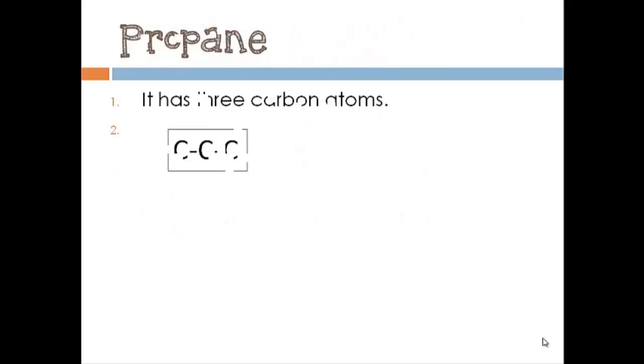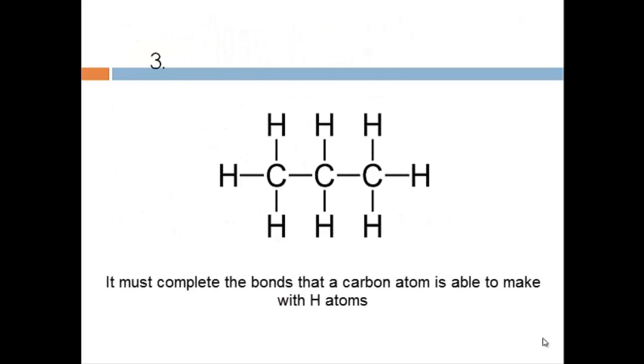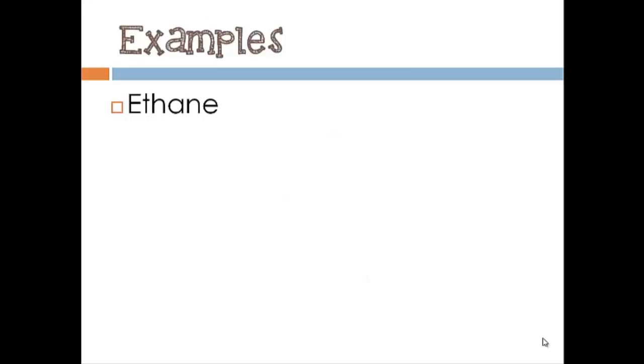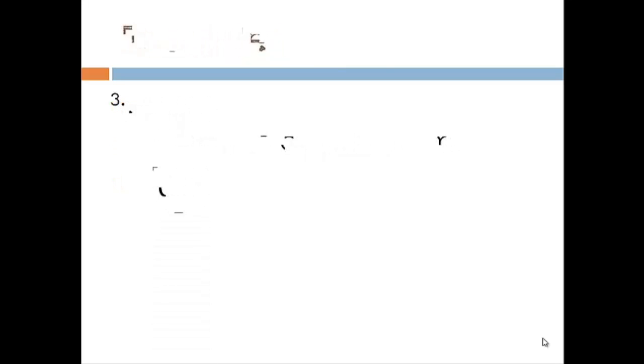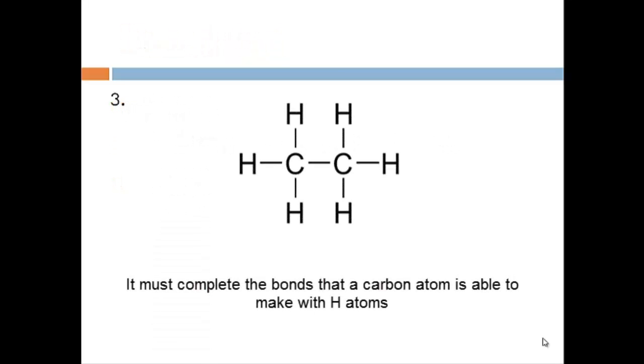Propane. It has 3 carbon atoms. It must complete the bonds that a carbon atom is able to make with hydrogen atoms. Examples. Ethane. It has 2 carbon atoms. It must complete the bonds that a carbon atom is able to make with hydrogen atoms.